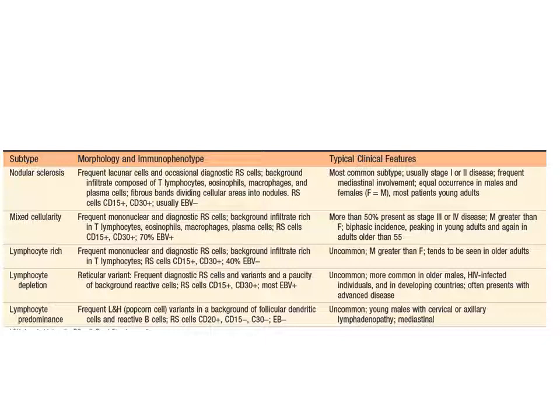Clinical features: more than 50% will present as stage 3 or 4 disease. This is advanced disease. I will explain what this means, the staging of this disease. Males are involved more than females. Biphasic incidence, peaking in young adults and again in adults older than 55. So two peaks: young adults and patients more than 55 years old.